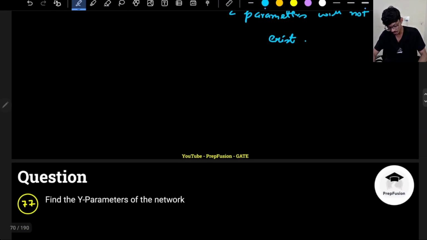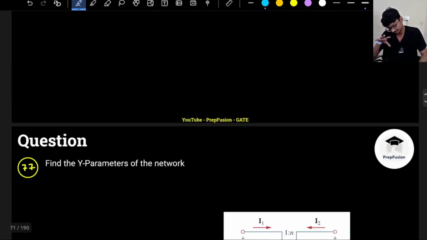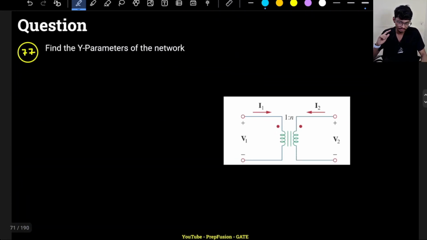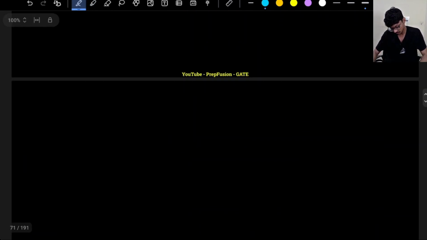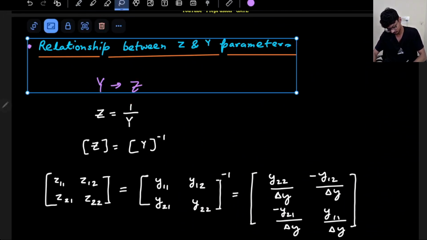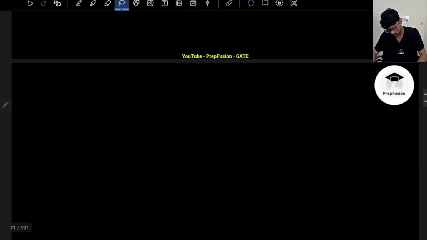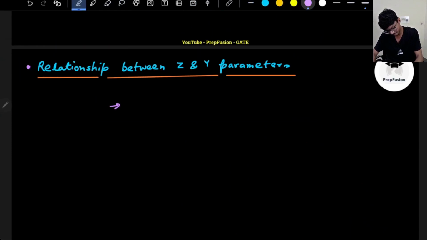Okay, so that was about that basic thing. Now let's see, do Z parameters exist for a transformer? Before that, I have told you how to go from y to z, and how to go from z to y. So if I have z parameters, how do I go to y? What is y? Y is the inverse of z. Same logic I will apply here again.